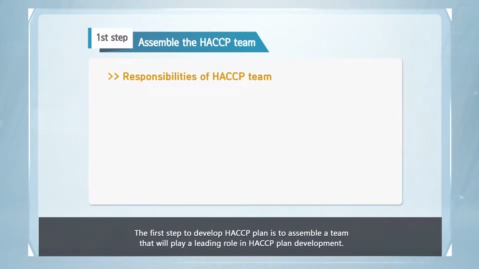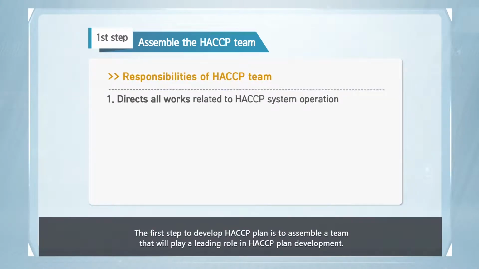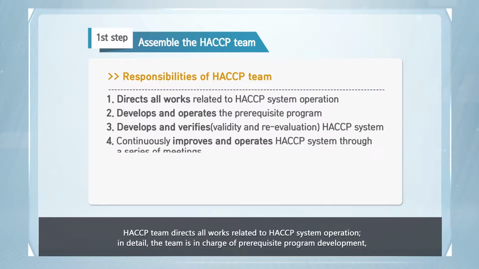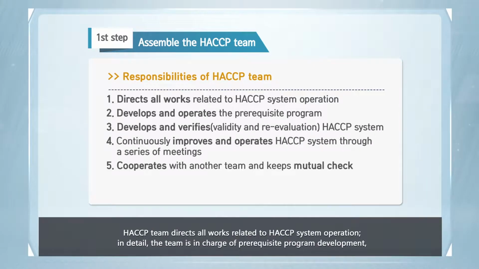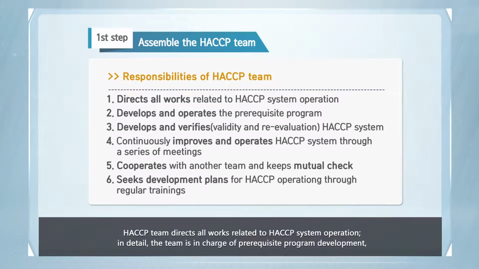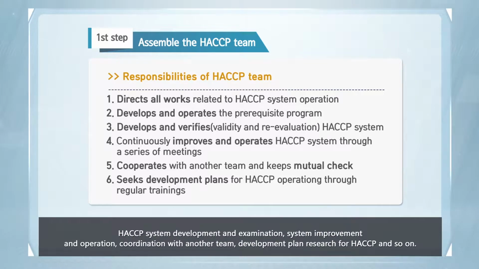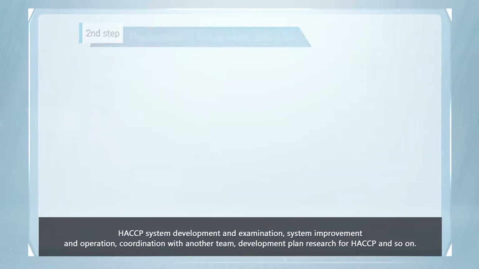The first step to develop HACCP plan is to assemble a team that will play a leading role in HACCP plan development. HACCP team directs all works related to HACCP system operation. In detail, the team is in charge of prerequisite program development, HACCP system development and examination, system improvement and operation, coordination with another team, development plan research for HACCP, and so on.